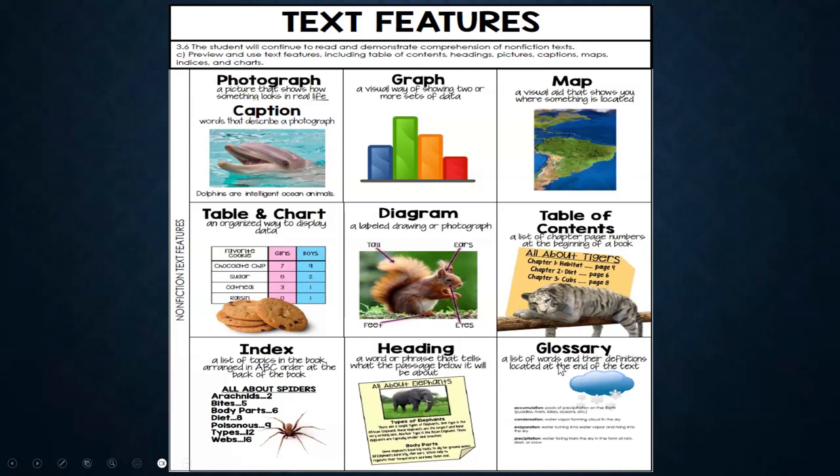A glossary is a list of words and their definitions located at the end of a text. So like the word meanings, accumulation, condensation, evaporation, precipitation. These are big words. They're actually 4th grade cloud words, but these bolded words tell you what words you're going to read, and next to it, they tell you what it means. That's called a definition.